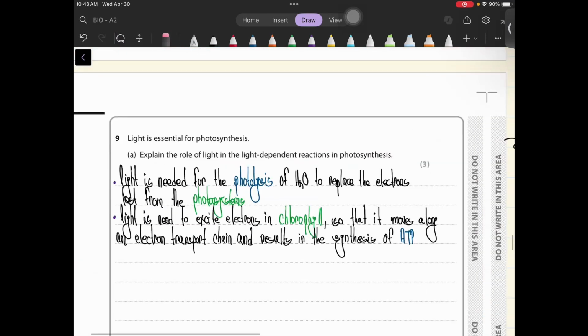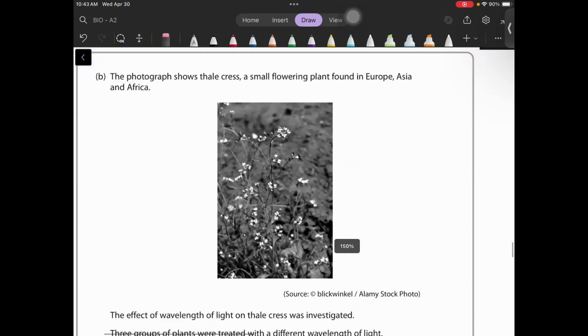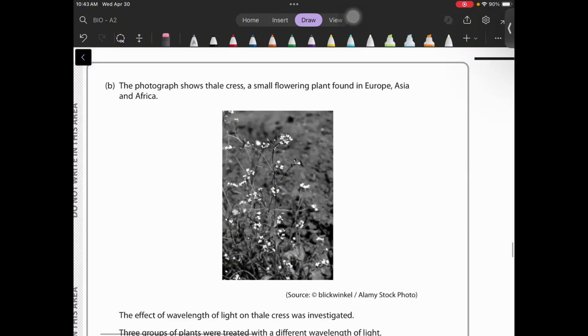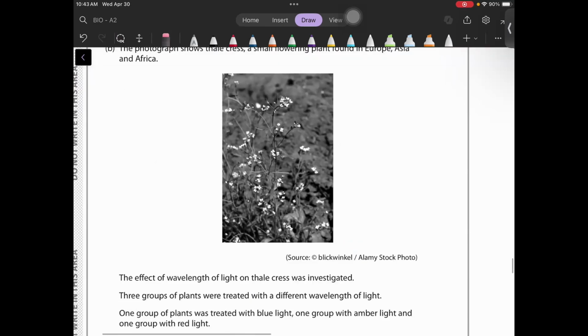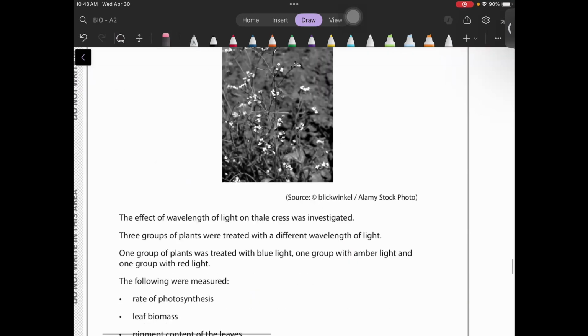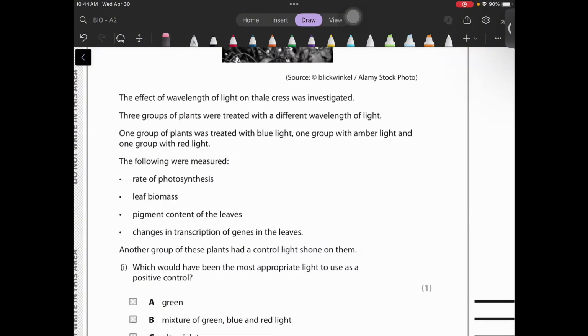The photograph shows small flowering plants found in Europe, Asia, and Africa. The effect of wavelength of light on cress was investigated. Three groups of cress were treated with different wavelengths of light. One group was treated with blue, another amber, and another with red.